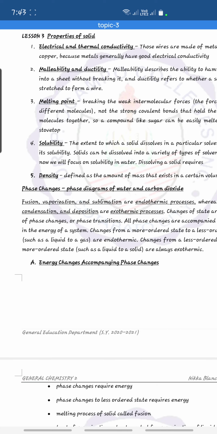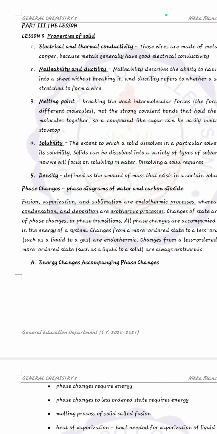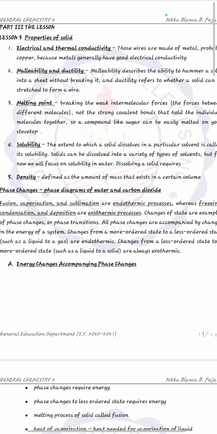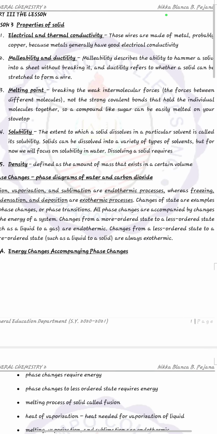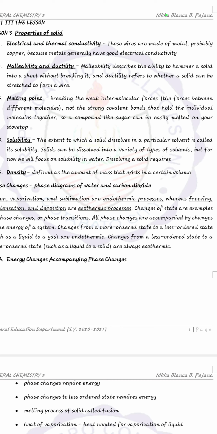Next would be melting point. Melting point is the point used in melting a certain solid. Melting involves breaking the weak intermolecular forces, which are the forces between different molecules, not the strong covalent bonds that hold the individual molecules together. A compound like sugar can be easily melted on your stove top. That explains why a certain solid can be melted by the process of melting point.